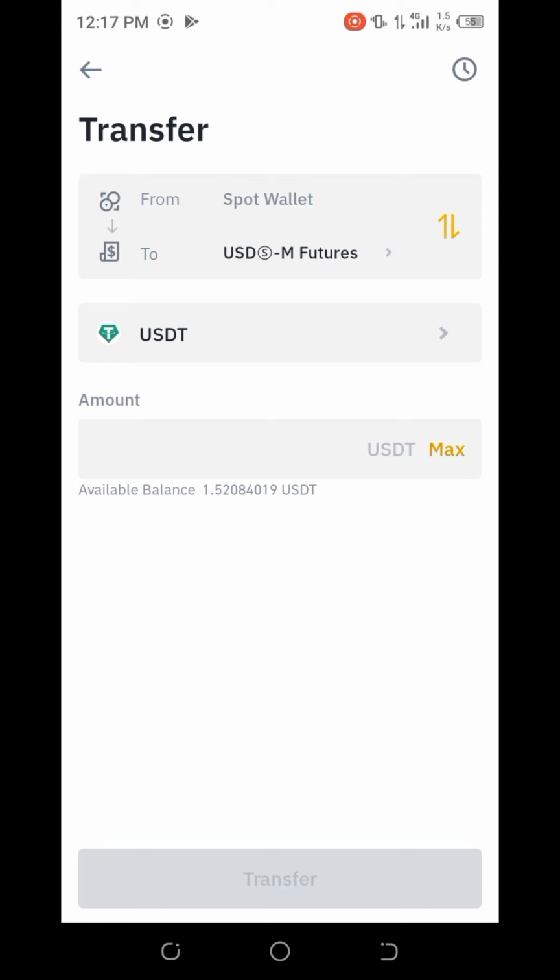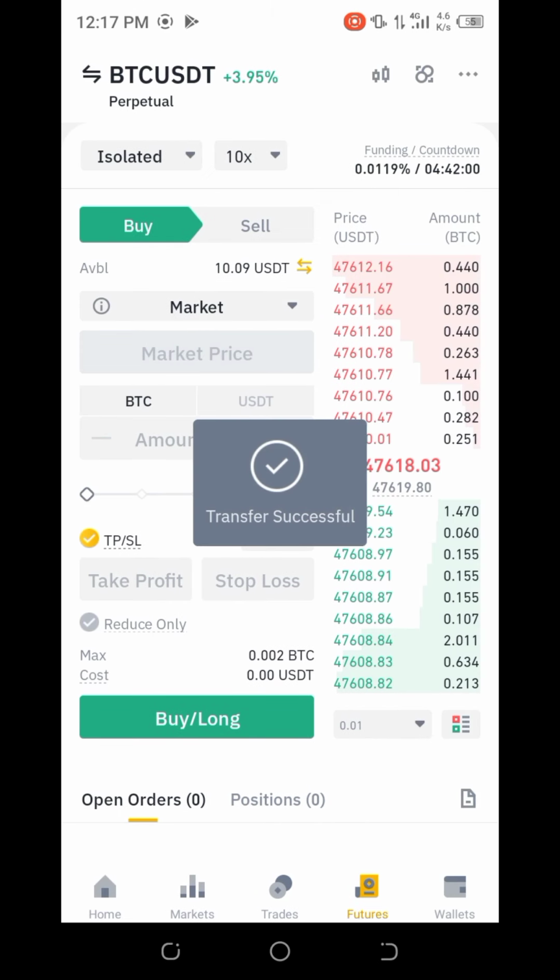And now what are we going to do? We are going to click on these two arrows here. When you click on it, it will take this to the top and then the spot wallet down here. And you can see from here that I have 10.09 USDT here, and now you click on confirm. When you click on confirm, you can transfer it back to your spot wallet.